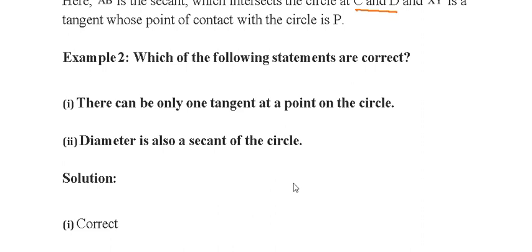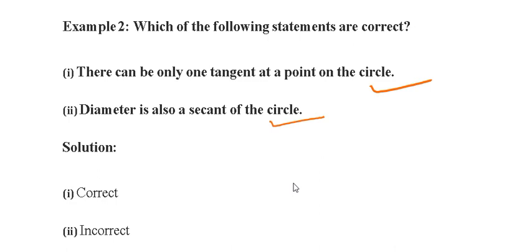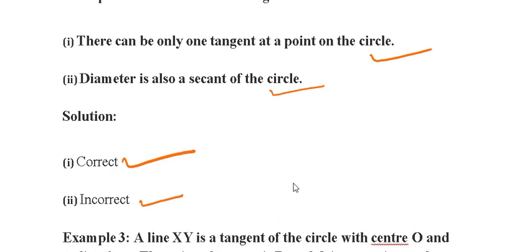Which of the following statements are correct? There can be only one tangent at a point on the circle, and a diameter is also a secant of the circle. Right. See, the first statement is correct and the second is incorrect. Right? Diameter, no.